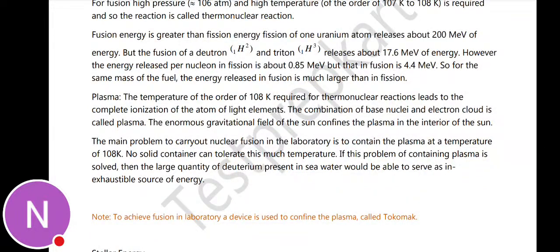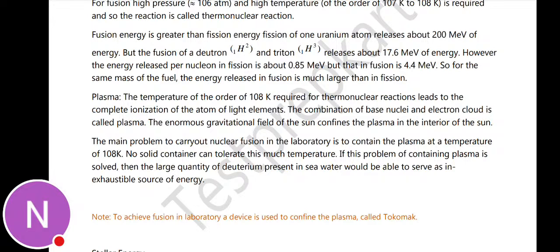Next, fusion energy is greater than the fission energy. Fission of one uranium atom releases about 200 MeV of energy, but the fusion of deuteron, that is H2, and triton, H3, releases only 17.6 MeV of energy. So therefore, fusion energy is greater when we compare with fission energy.